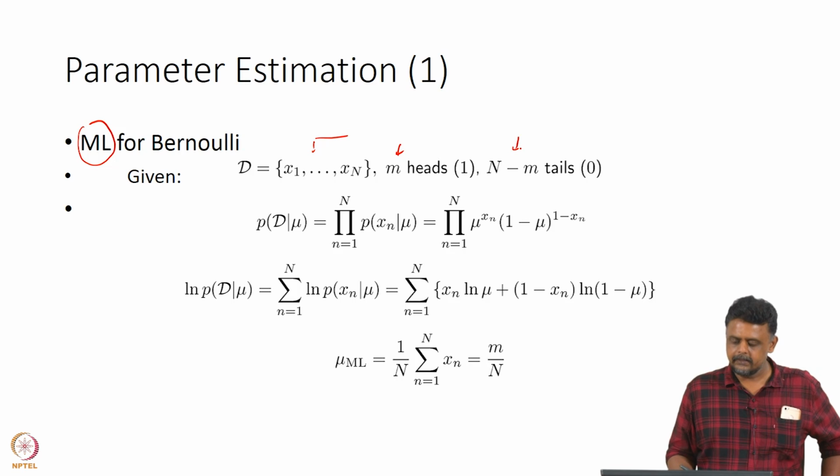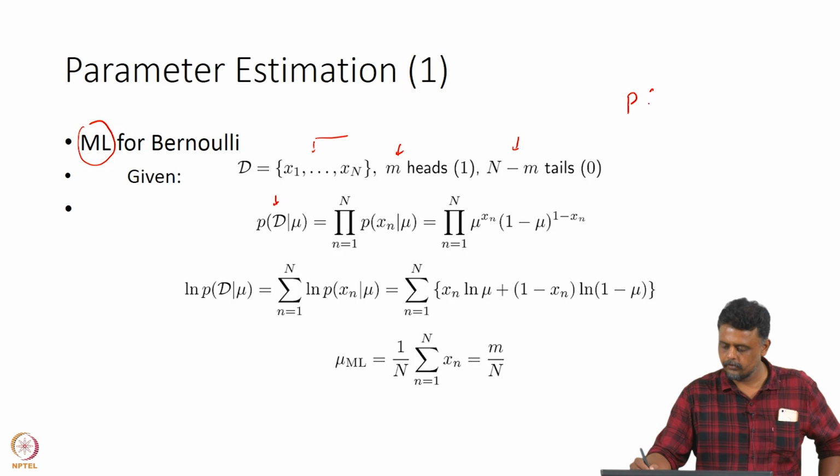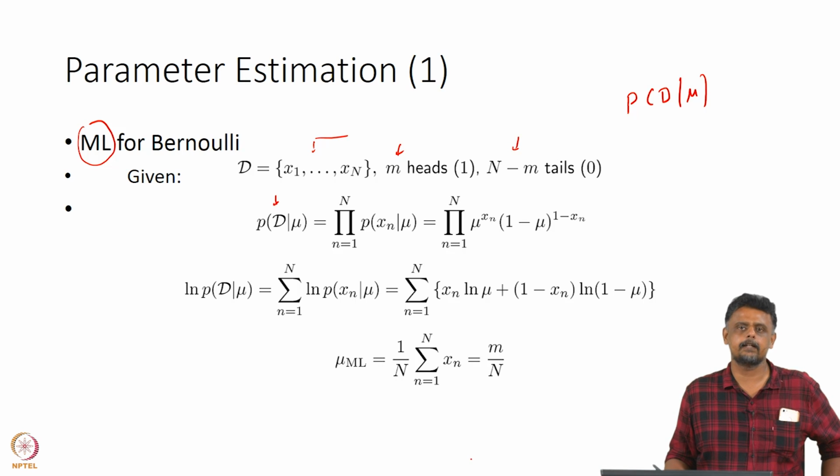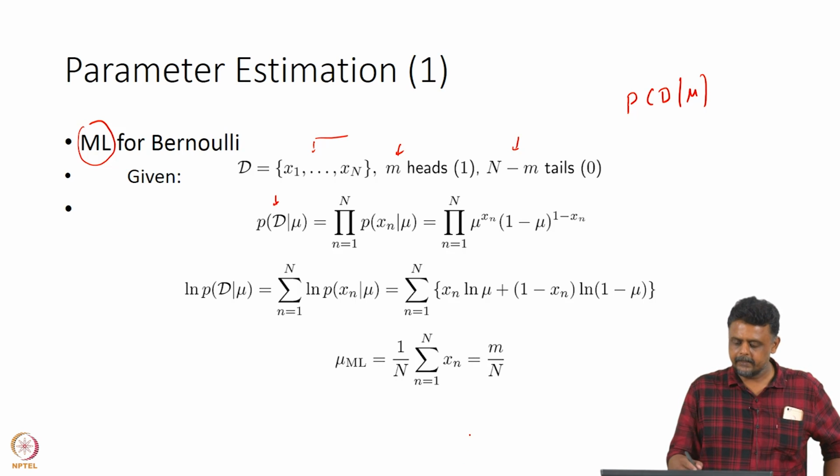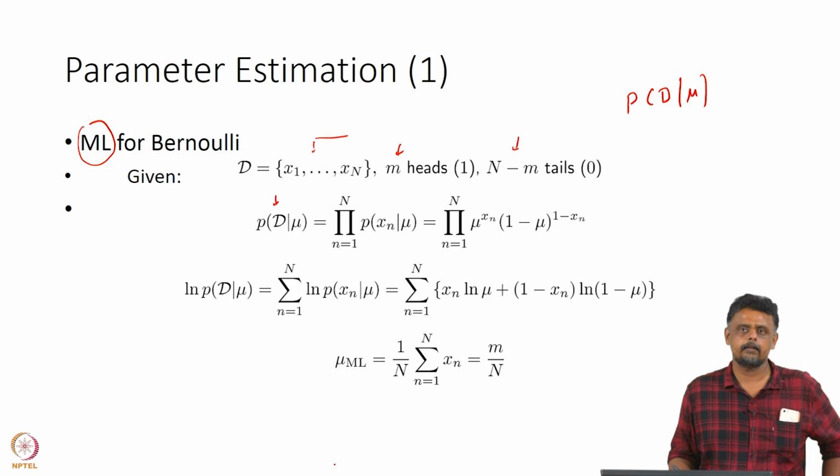So, what is the probability of observing this sequence of m heads and n minus m tails? This is what is denoted. So, the probability of observing the data set given that the probability of heads is mu. This is the conditional probability. Since each of these events is independent, we just have to take the product of each of these probabilities. So, that is what this expression does.